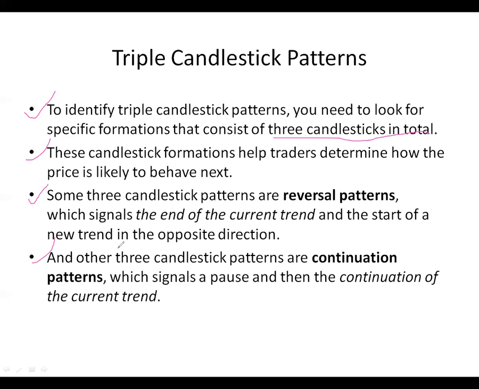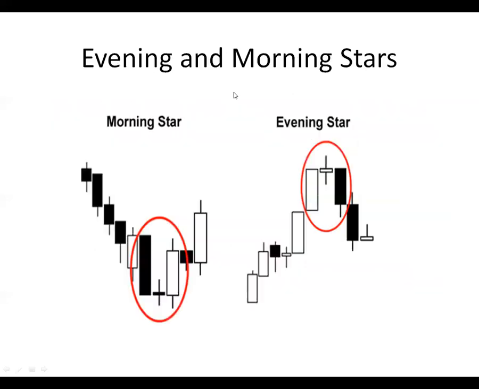So this is how the triple candlestick patterns work. They give us reversal or they give us continuation of a trend. So we're going to look at the very first triple candlestick pattern for the day. The very first one we'll be looking at is called the morning star or the evening star. And the morning star is found in a downward market, a sell market, or a bearish market.